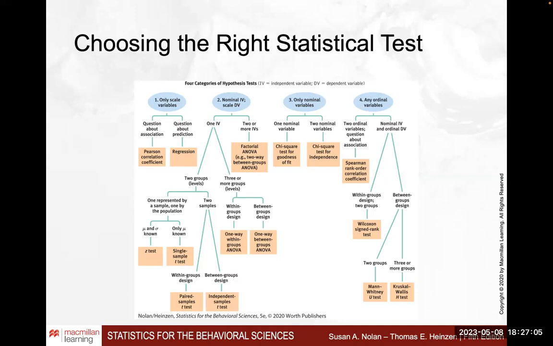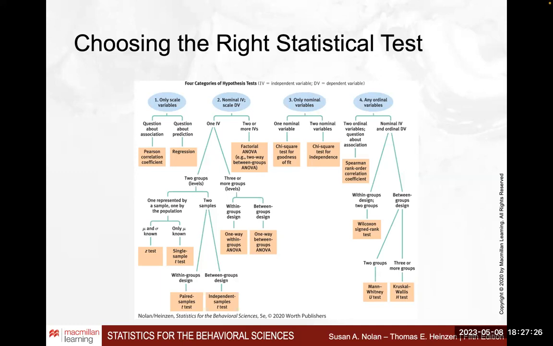Okay, so you have one independent variable and three or more groups. We know this is an ANOVA. We know if it's three or more groups, there is a within-groups design and a between-groups design. If the individual goes through each level of the independent variable, then it's a within-groups design. If it's between the groups, it's a between-groups design.